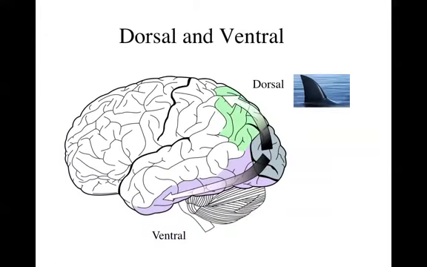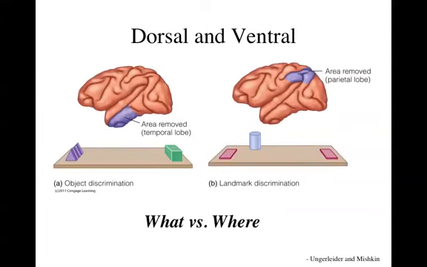Finally, we talked about the dorsal and ventral streams in terms of the structure of the brain. We know anatomically that the visual information that comes into the occipital lobe gets sent dorsally upwards to the parietal lobe, and then ventrally downward to the temporal lobe. And the question is, what are these different portions of the brain doing? So there's two theories. One is the what versus where theory by Ungerleider and Mishkin.